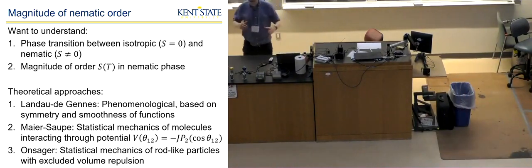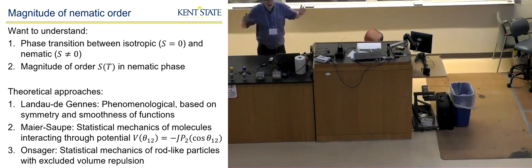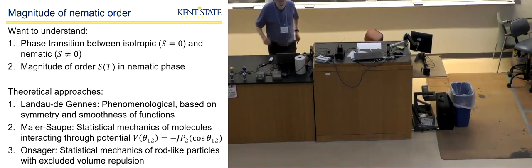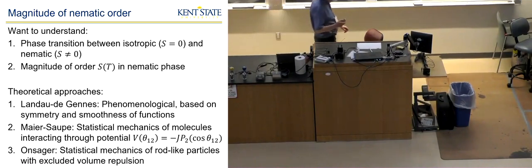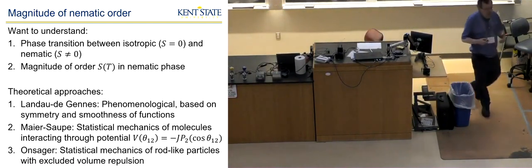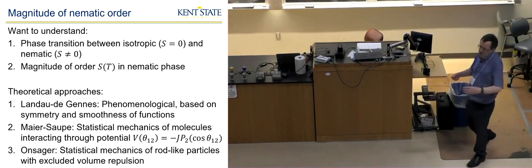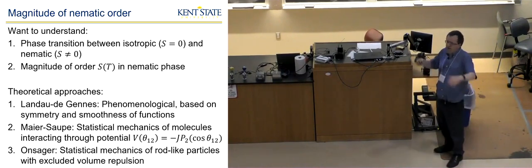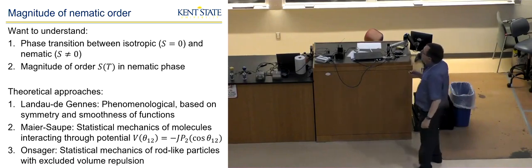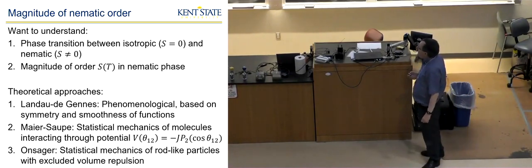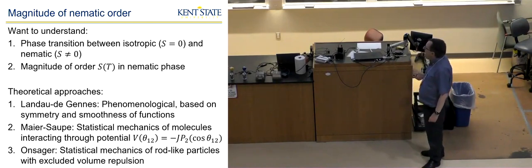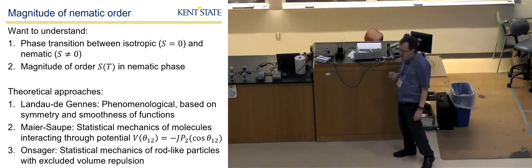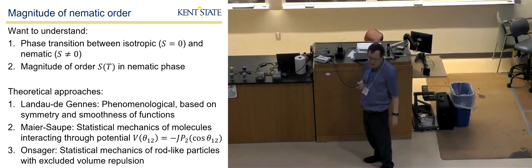Today, for the rest of today, I want to talk about the magnitude, and then everything else is going to be about the direction. Speaking about the magnitude, the kinds of things we might want to understand are: what can we say about the phase transition between isotropic and nematic, so the transition between S equals 0 and S not equal to 0? And then in the nematic phase, what's the magnitude of the order? So how does the order parameter S depend on temperature?